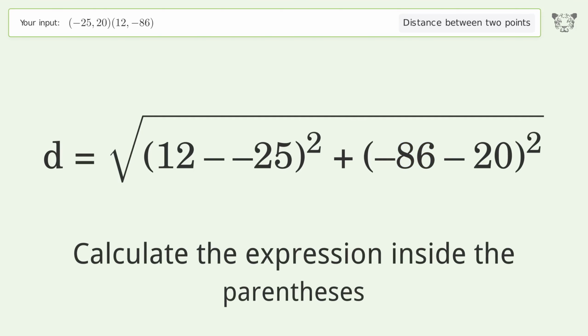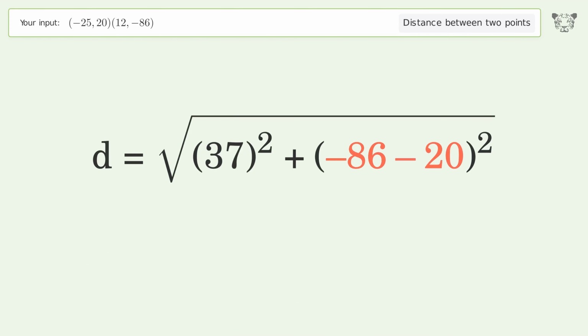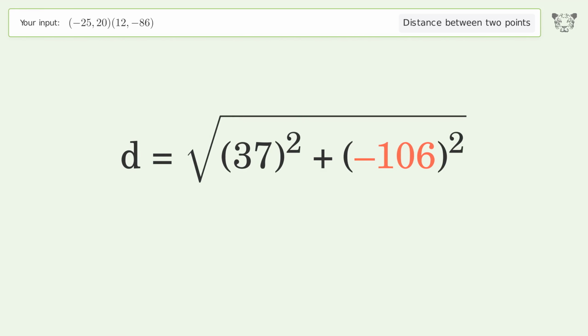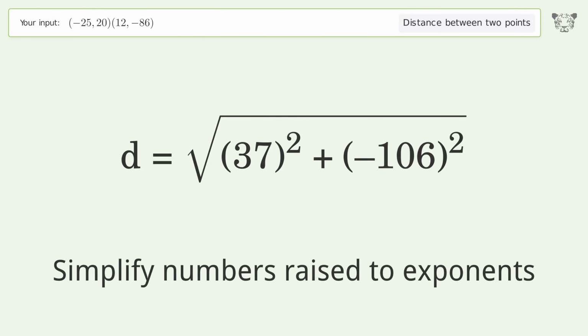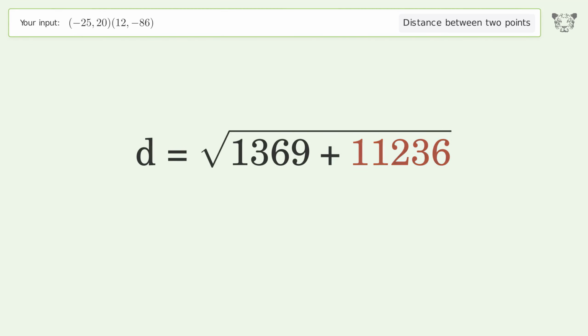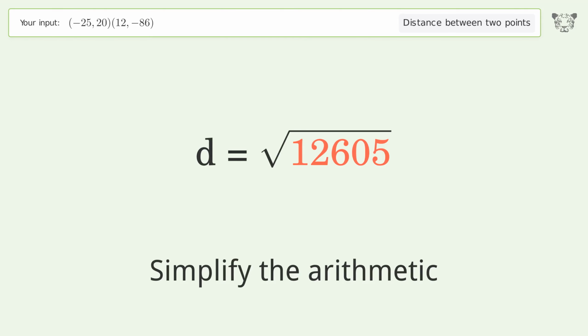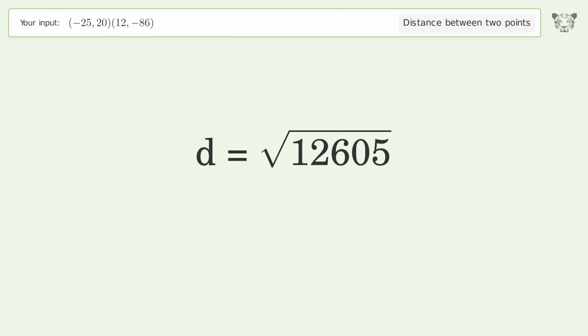Calculate the expression inside the parentheses. Simplify numbers raised to exponents. Simplify the arithmetic. And so the distance between the 2 points is the square root of 12,605 or 112.272.